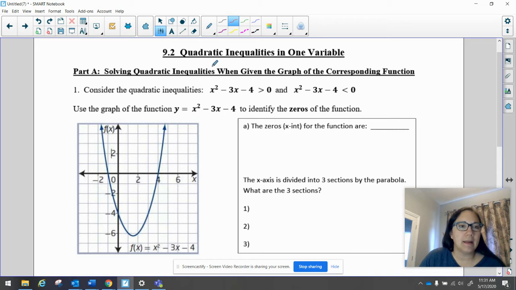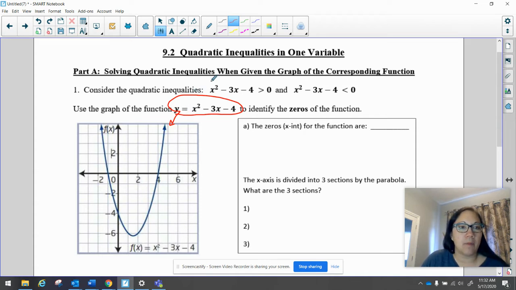So I think the best way to start is to start by looking at a few examples here. So part A is on solving quadratic inequalities when given a graph. So here we have a graph of the function y equals x squared minus 3x minus 4. So that's what we're seeing down here in the picture. So notice that's actually an equation. So when you graph that function, it looks like a parabola.